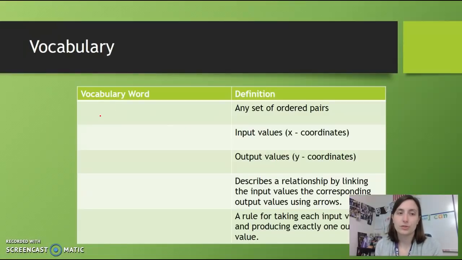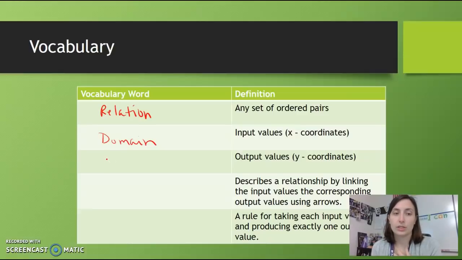Any set of ordered pairs is what we call a relation. So we've been working with points, so any set of multiple points, we call that a relation. Our input values, or those x-coordinates, that's what we consider the domain. And our output values, or the y-coordinates of that relation, is our range. So domain covers our x-coordinates, range covers our y-coordinates within our relation.